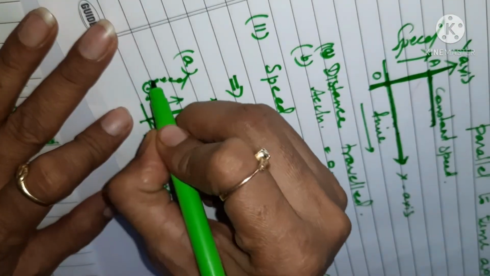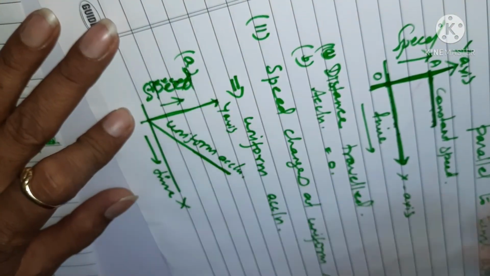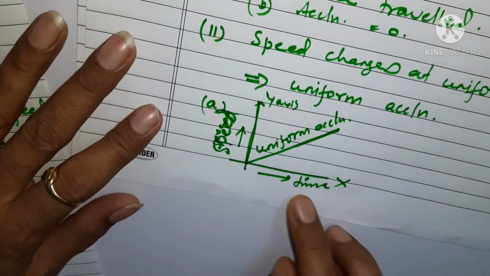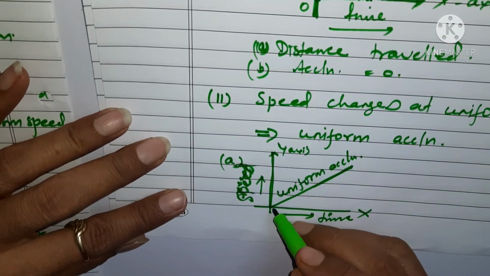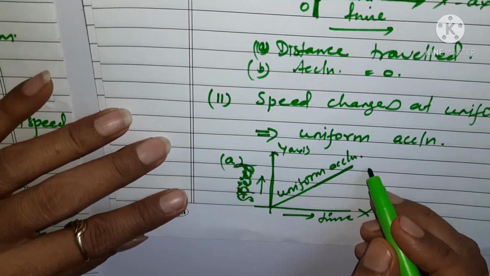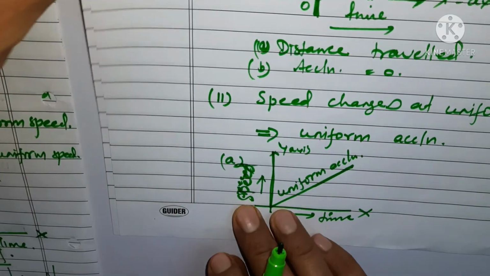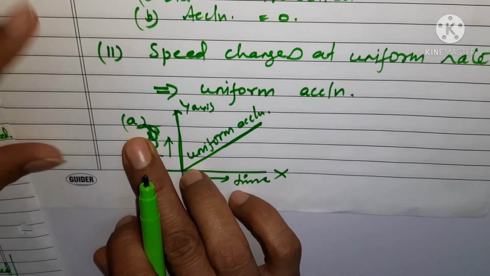Let me write it properly. This is speed. Okay, now this is time. So for uniform acceleration, you are getting a straight line. And what is the other type of graph which you are going to get?